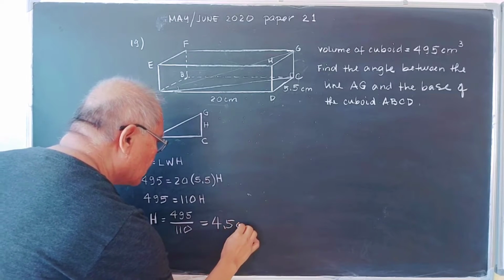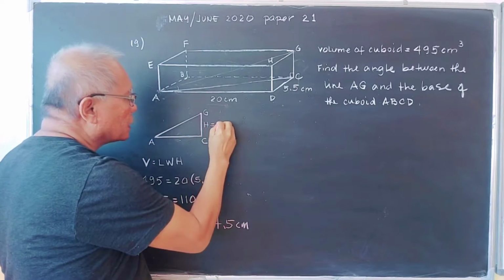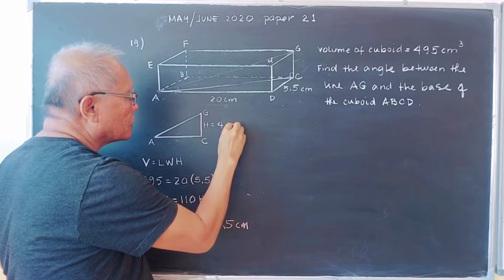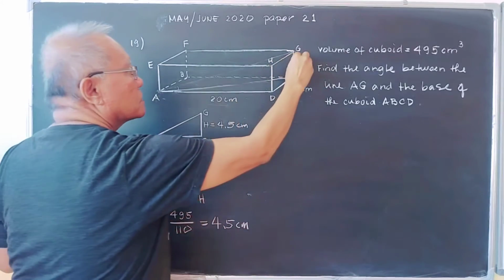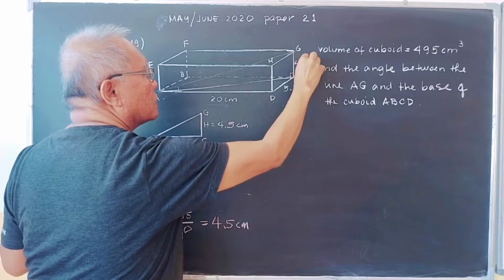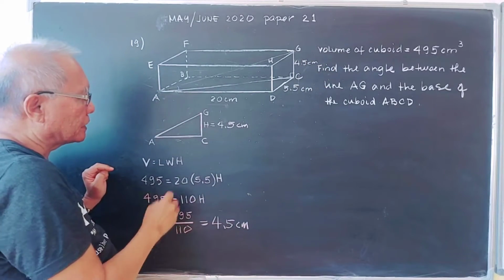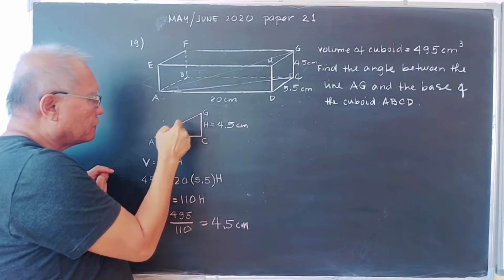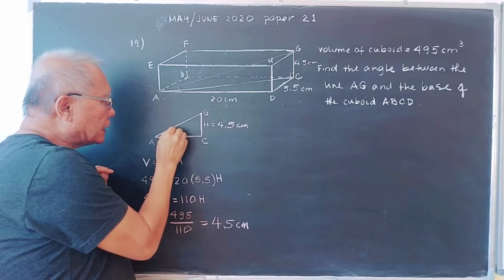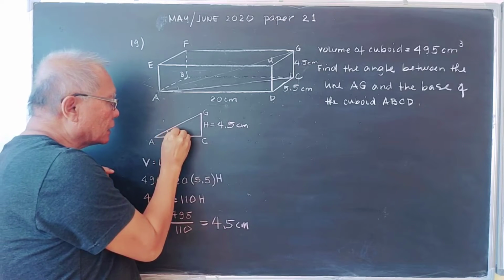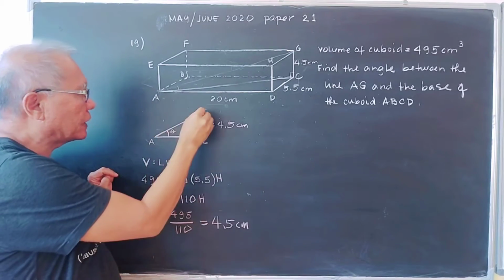4.5 centimeters. So our height here is 4.5 centimeters. Okay, but still we don't have the AG or the AC. And we are going to find the angle here. This one is angle, let us say that's angle theta, or angle GCA, or angle GAC, I mean.